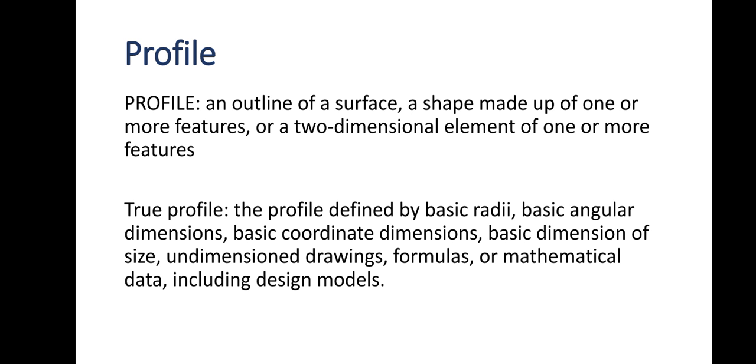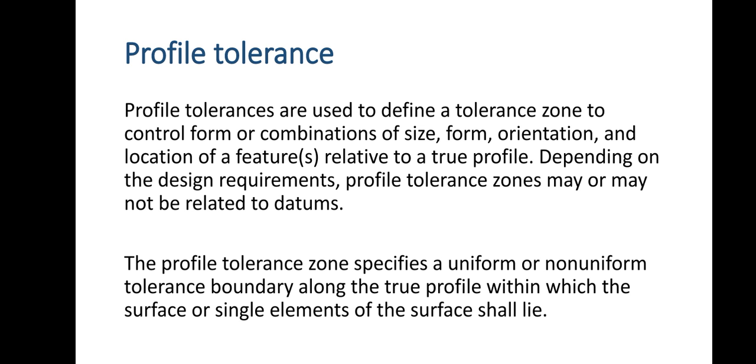These two will be useful while understanding what the profile tolerance zone controls. It controls the profile relative to the true profile. Profile tolerances are used to define a tolerance zone that controls form. You see what the form control tolerances are: straightness, flatness, circularity, cylindricity. That is form. Or combinations of size, form, orientation (angularity, perpendicularity, parallelism), and location of features related to a true profile. Depending on the design requirements, the profile tolerance zone may or may not be related to datums.